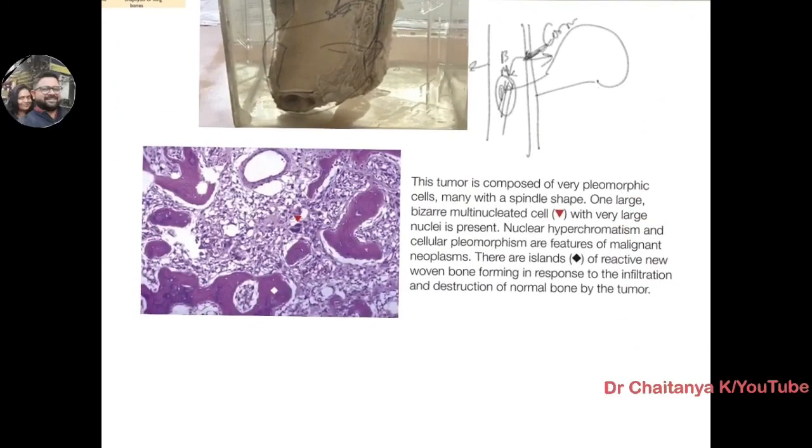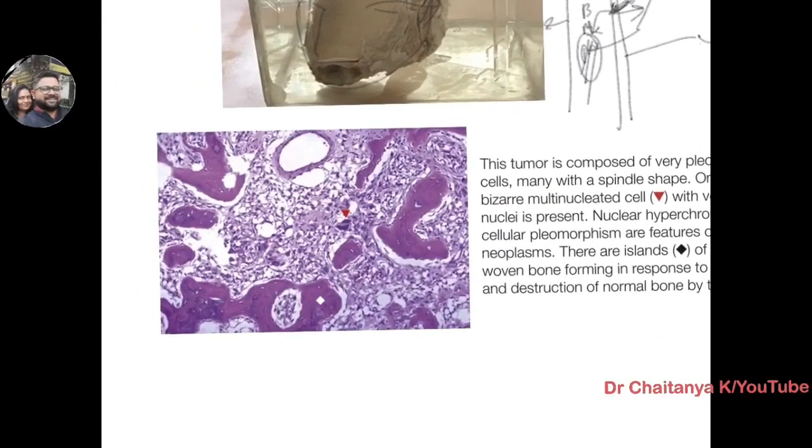Under the microscopy it looks like this. The violet or purple colored thing is the new bone formation which is not lined by osteoblasts, and this is the tumor cell, which is bizarre and multinucleated. So these are the gross and microscopy pictures from our today's practical.